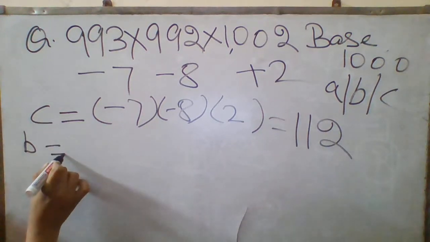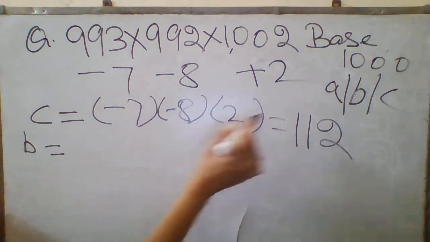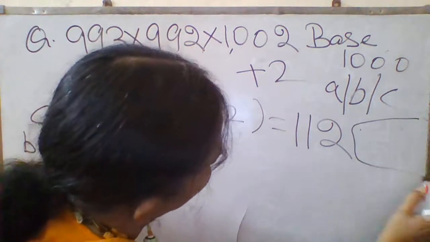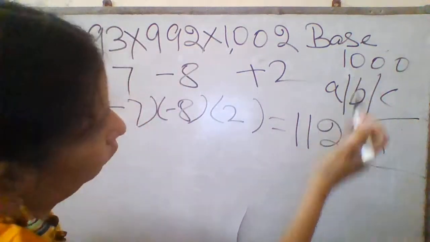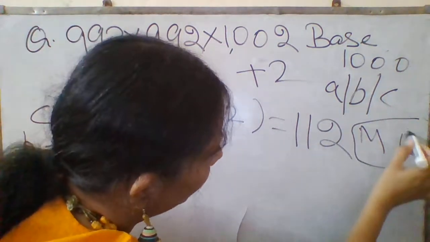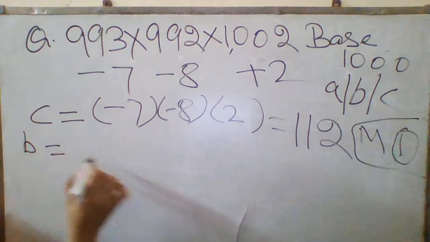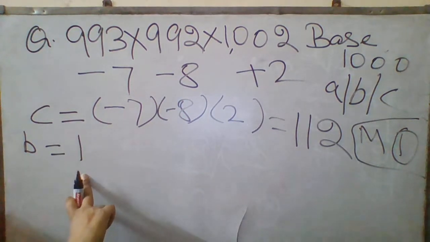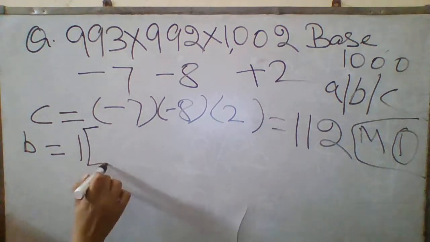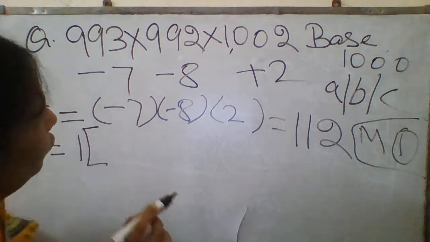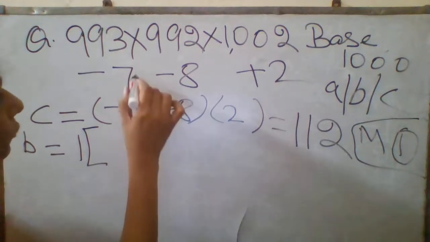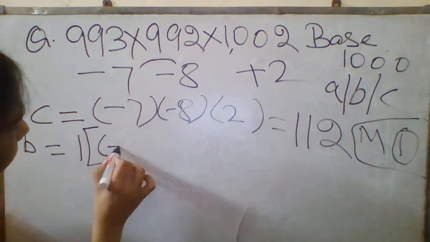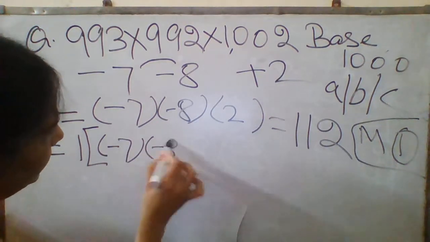B is equal to, I told you, you see what is the multiplier. Now look here. I am going to write down the multiplier. What is the multiplier here? 1. Your multiplier is this 1. So first you will write down the multiplier here. Then in the bracket, now you have to multiply two terms. What are the first two terms? So minus 7 into minus 8.